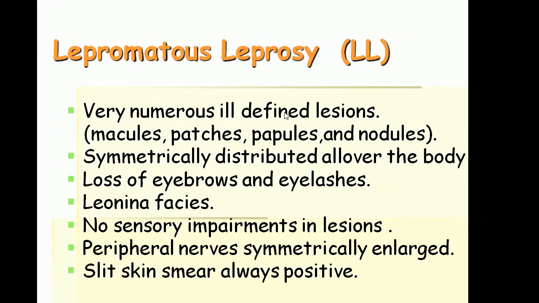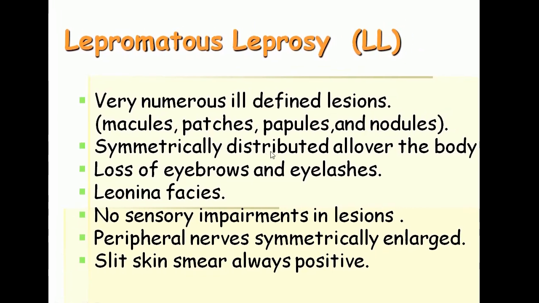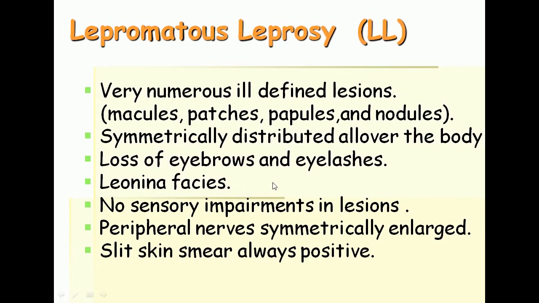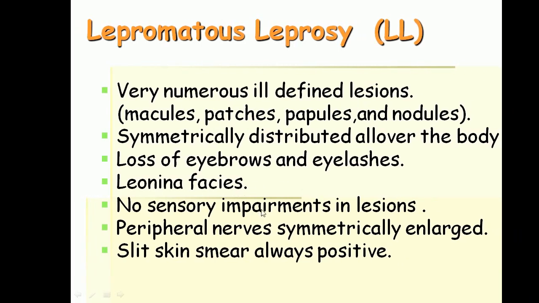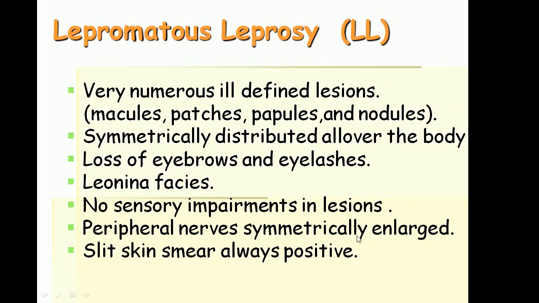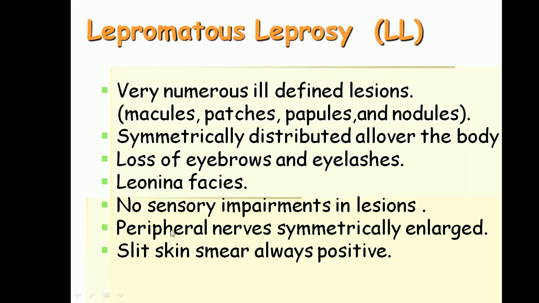In lepromatous leprosy, there are numerous ill-defined lesions, macules, patches, papules, and nodules, and these are symmetrically distributed all over the body. There is loss of eyebrows and eyelashes. There is a leonine face, which means the face looks like a lion's face, and there is no sensory impairment. The peripheral nerves work okay, but they might sometimes be enlarged, and if they are enlarged, they are always symmetrically enlarged. The skin smear is always positive.